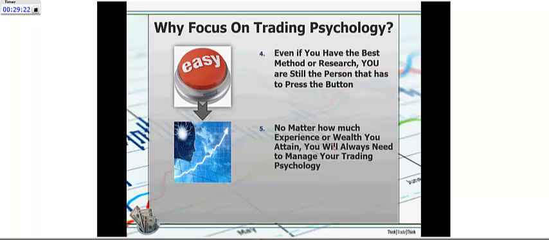And then no matter how much experience or wealth you attain, you will always need to manage your trading psychology. And that goes back to someone who has been in the markets for, I think I'm dating him now, maybe 40-something years. And he still has to do the same things we do every single morning. He has a routine, and he still has to manage his psychology just like the rest of us.